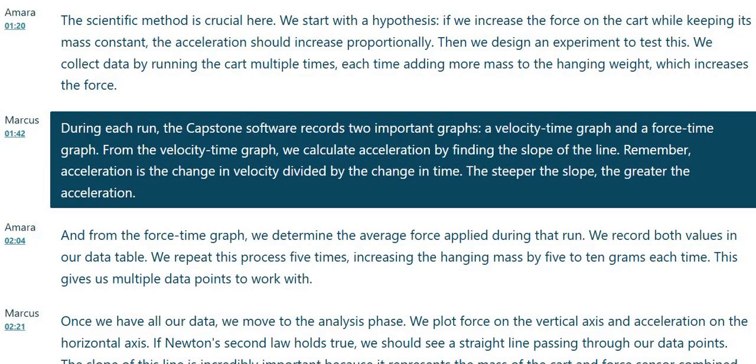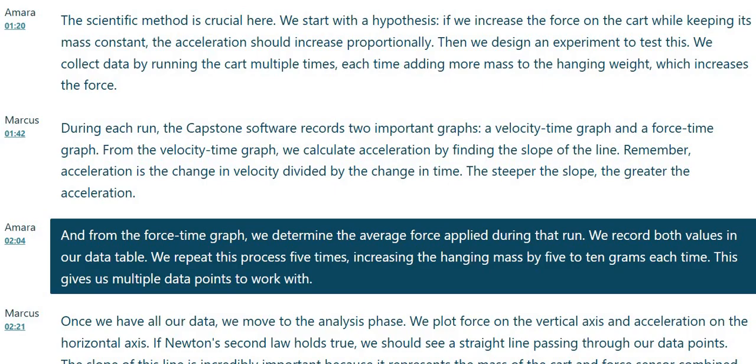During each run, the Capstone software records two important graphs, a velocity-time graph and a force-time graph. From the velocity-time graph, we calculate acceleration by finding the slope of the line. Remember, acceleration is the change in velocity divided by the change in time. The steeper the slope, the greater the acceleration. And from the force-time graph, we determine the average force applied during that run. We record both values in our data table.